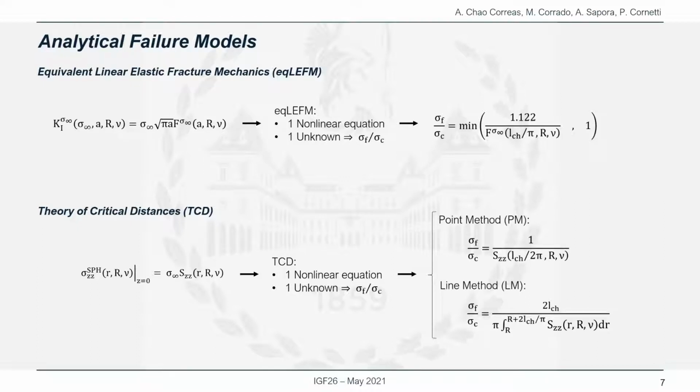For the case of equivalent linear elastic fracture mechanics, the coefficient 1.122 refers to the stress intensity factor geometric function of the edge crack, which could be the case to analyze for an unvoided specimen. The minimum operator allows to compactly define the transition from stress to toughness-driven failure. For the theory of critical distances, both point method and line method are here considered.